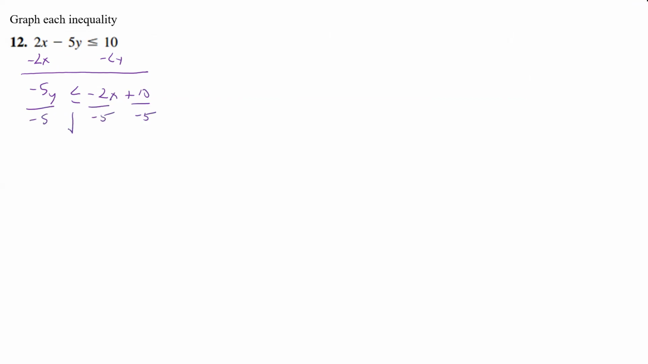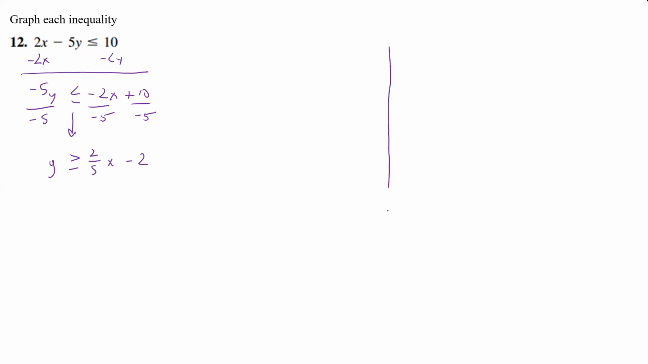Now remember, when you divide by a negative, your inequality switches to the other sign. So now it's less than or equal to. Now it's going to be greater than or equal to. And that's going to give us 2/5 x minus 2. Okay, so now we have it in a form that we can actually graph it.